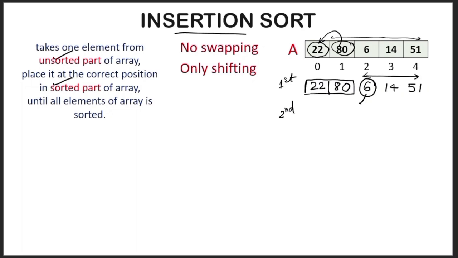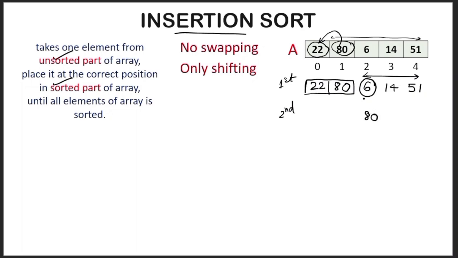So we compare 6 with 80 first. Which one is smaller? 6 is smaller than 80. So what do we have to do? We will place 80 in position 2 of the array. Here 80 will come.